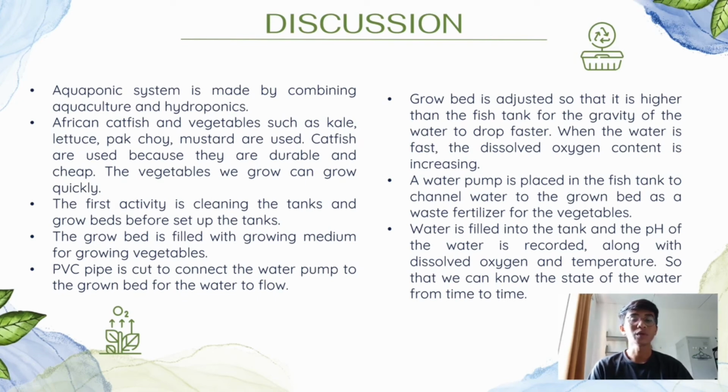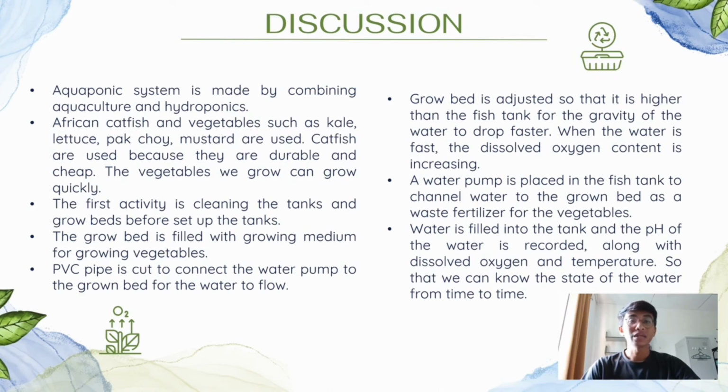Okay, today I am going to present my part, which is discussion. Aquaponic system is made by combining aquaculture and hydroponics. African catfish and vegetables such as kale, lettuce, pak choy, and mustard are used. Catfish are used because they are durable and cheap. The vegetables we grow can grow quickly.